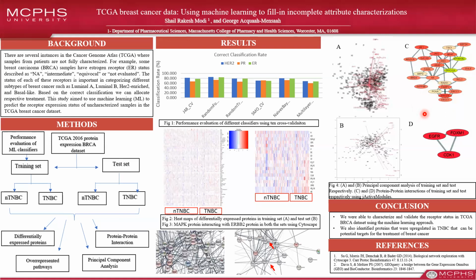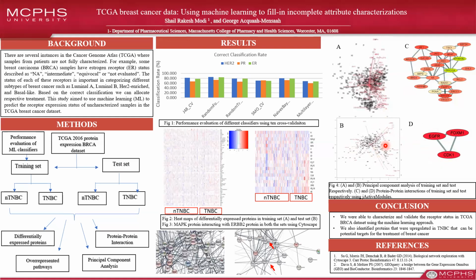Lastly, we performed principal component analysis to determine the correlation as well as directionality of these proteins. We observed VEGFR2 to be highly correlated with ER alpha in both the sets. Also, the correlation between FOXM1, EGFR, and CDK1, which was observed in the test set using Cytoscape, was confirmed to be similar in the test set using principal component analysis.